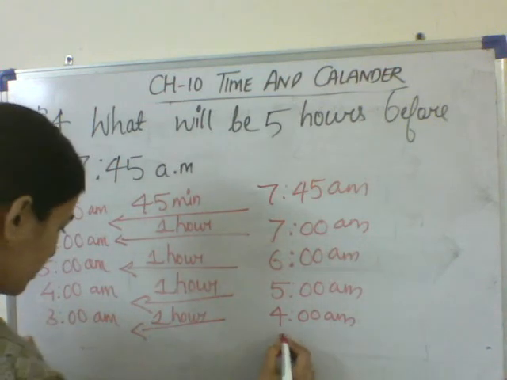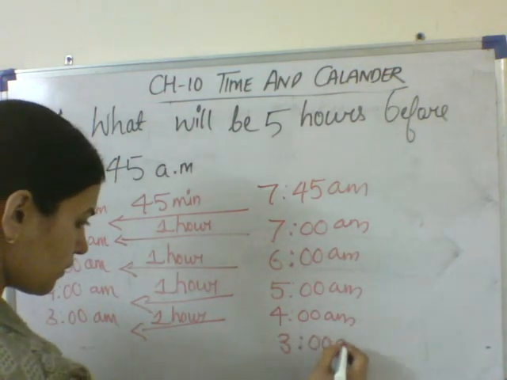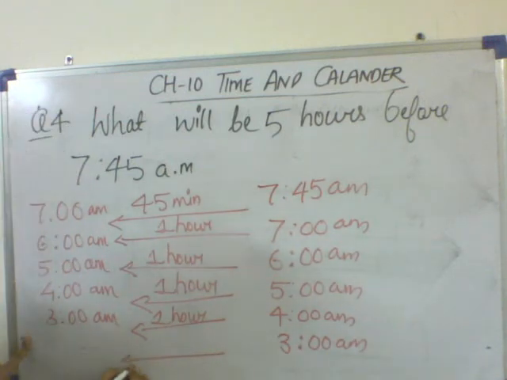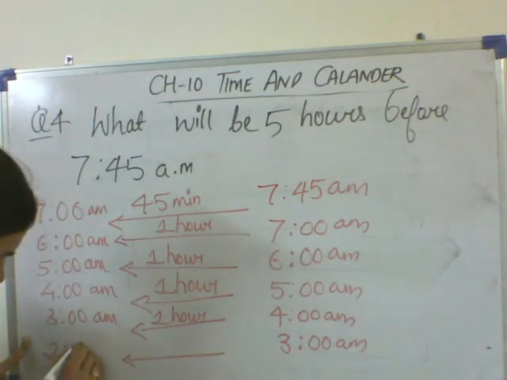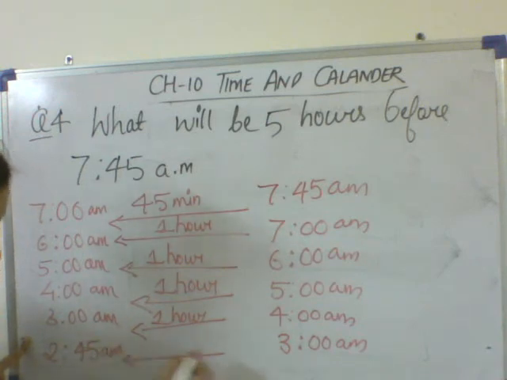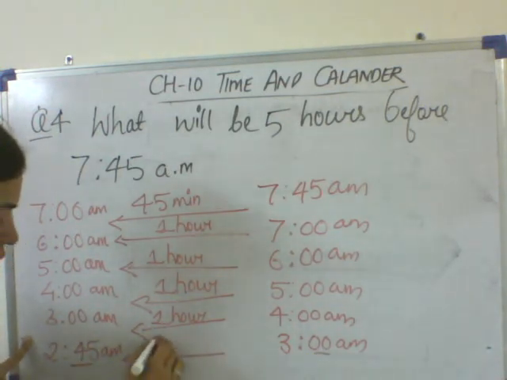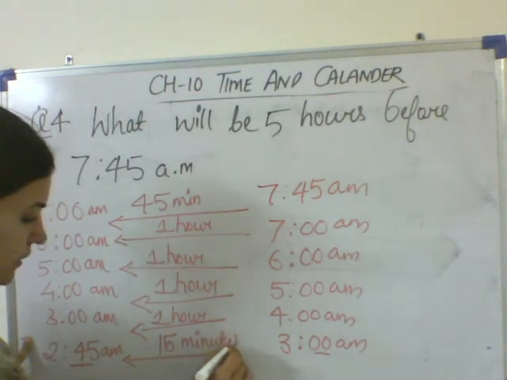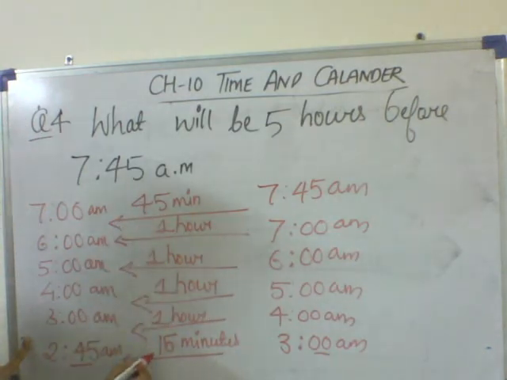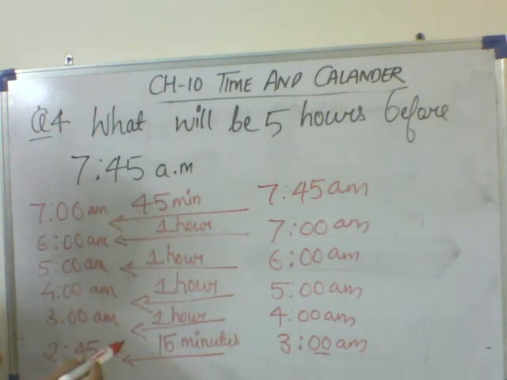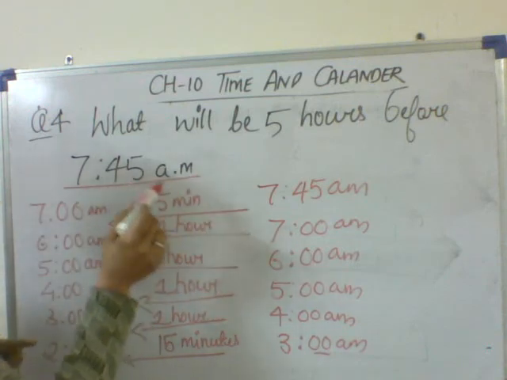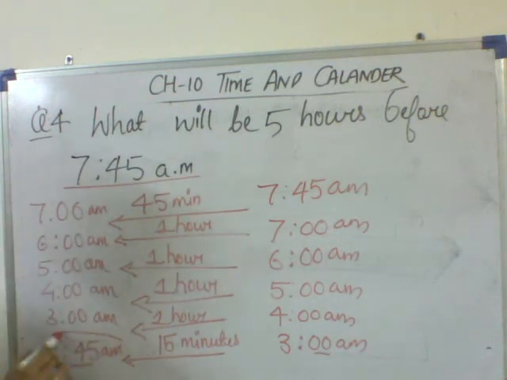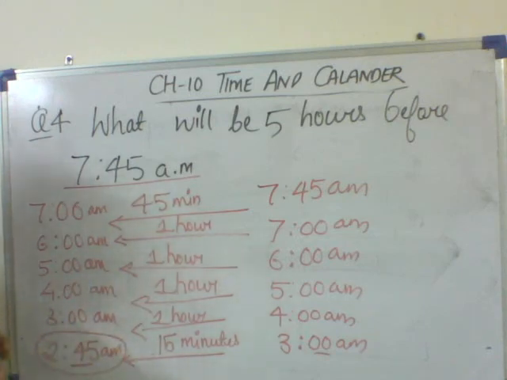So 3:00 a.m. to, here I will be writing the timing, 2:45 a.m. So how much difference is there here? 15 minutes. So 45 plus 15 is 60. 60 minutes, it means 1 hour. So here total if you count 5 hours is there. So just before 5 hours from 7:45 a.m., what will be the timing? The timing will be 2:45 a.m.